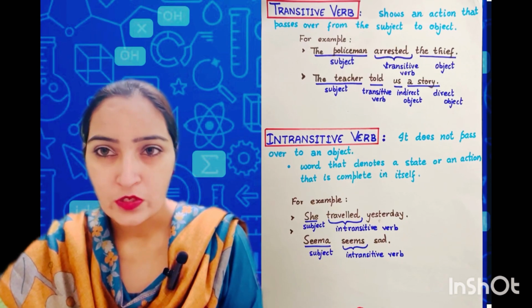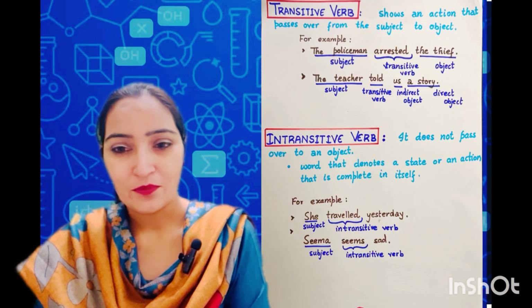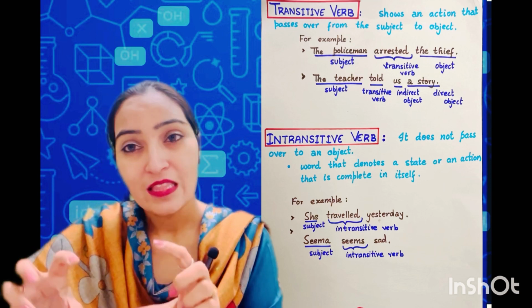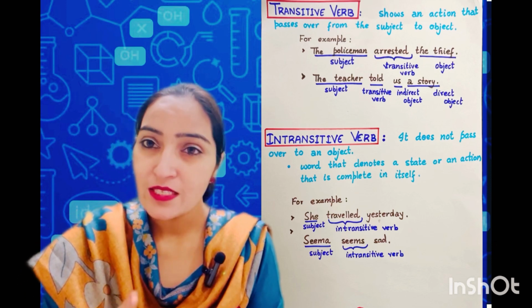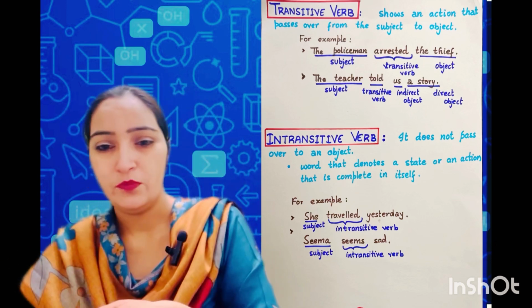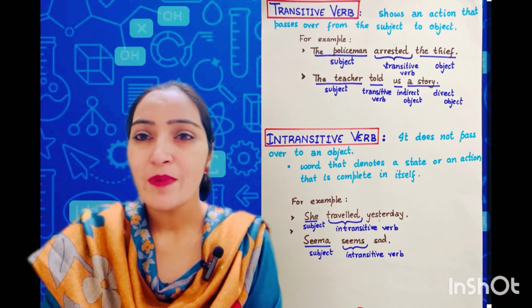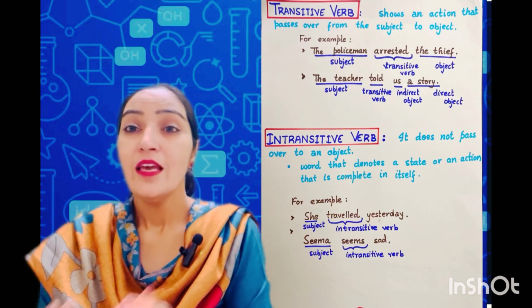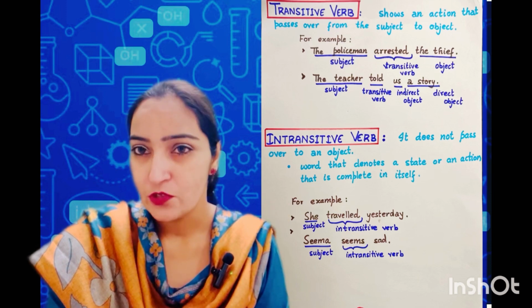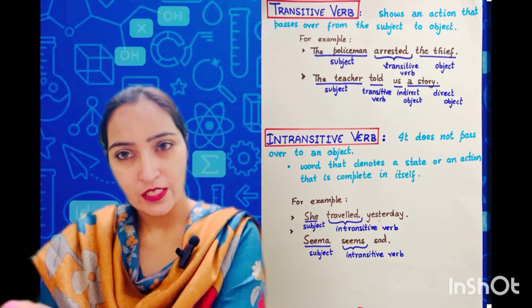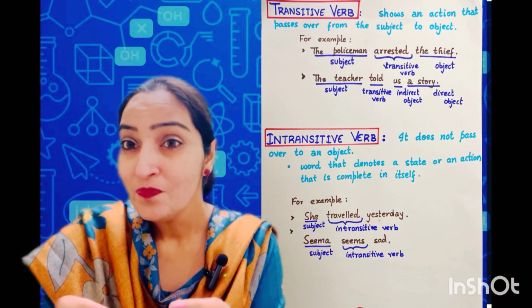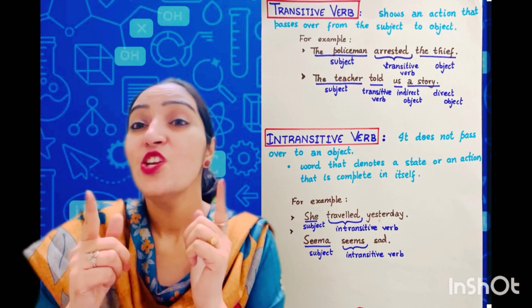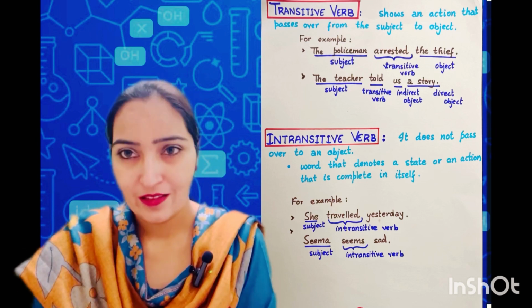So transitive verbs. Transitive verb shows an action that passes over from the subject to object. That means in this sentence, there will be a subject and there will be an object. So the action passes over from the subject to the object. Let's take an example. The policeman arrested the thief. Here, the policeman is the subject. The thief is an object, direct object. And arrested is a verb. And what kind of verb? Yes, transitive verb.